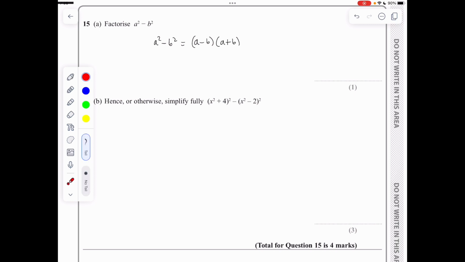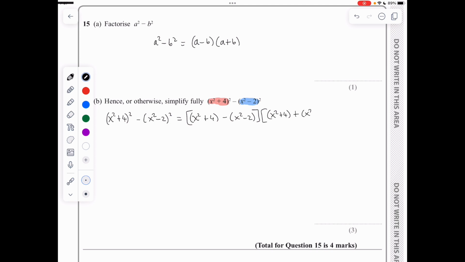In b, it says hence or otherwise. Simplify fully this expression here. Well, if I want to go with the hence, I notice that we are again looking at the difference of two squares, maybe in a somewhat more complicated context. So this is the expression I'm given. I will start by considering x squared plus 4 being my a and x squared minus 2 being my b. So this will give me x squared plus 4 minus brackets x squared minus 2, and that's the first set of brackets. And then we have x squared plus 4 plus x squared minus 2.